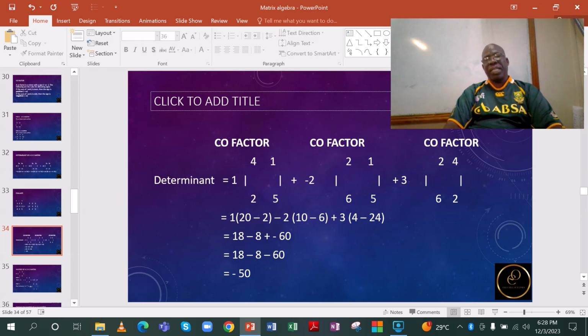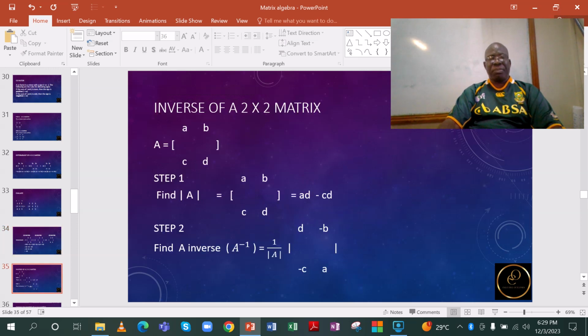So you go through that, what I've shown you, you will still get a determinant of a 3 by 3 matrix. However, I'll show you another simple method of calculating the determinant of a 3 by 3 matrix. For now, that was it. We also look at how do we calculate the inverse of a 2 by 2 matrix. I looked at the determinant of a 2 by 2 matrix. Now we can look at an inverse of a 2 by 2 matrix.